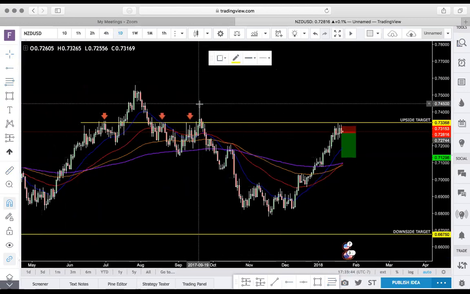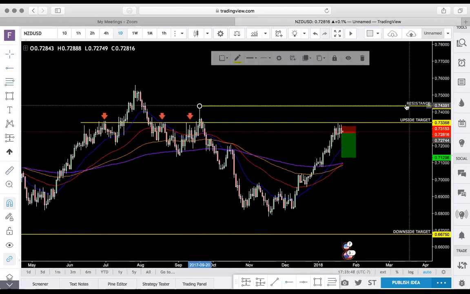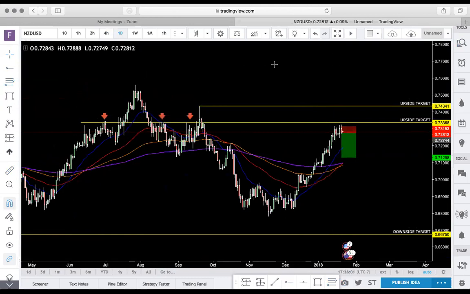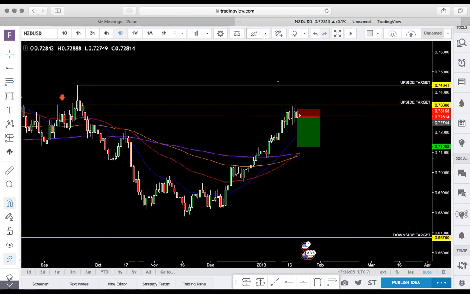Turn my snap on. There you go. So that's 74.341. I'll go ahead and highlight that, or I'll say upside target. All right, so that's what I'm looking at for the Kiwi dollar. Hit save on that.